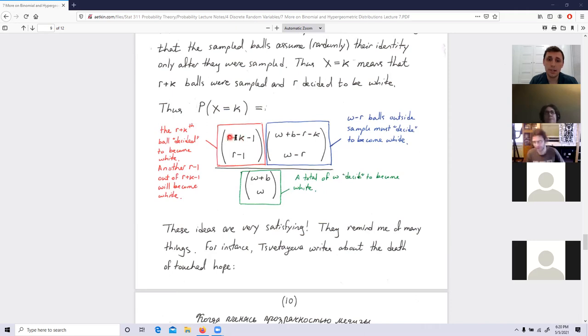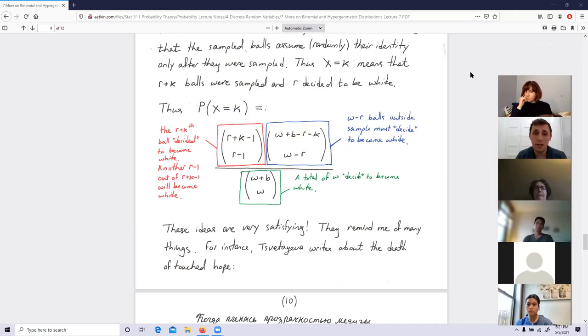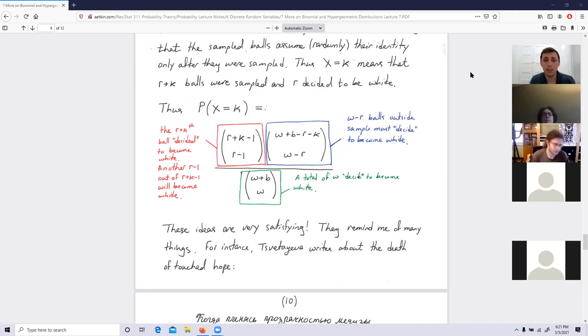You see this, guys, how I calculate this thing? It's R plus K minus one over R minus one. Right, that's why. And then what is this? This talks about the balls that remained in the lottery ball. So if exactly R became white here, and the rest became black, then how many will become white here? It's W plus B minus R, because the balls remaining in the urn are W plus B minus R minus K, because R plus K, guys, is how many balls we had here. So it's minus R plus K. And then exactly W minus R of those will have to become white. And here we have W plus B, choose W becoming white.